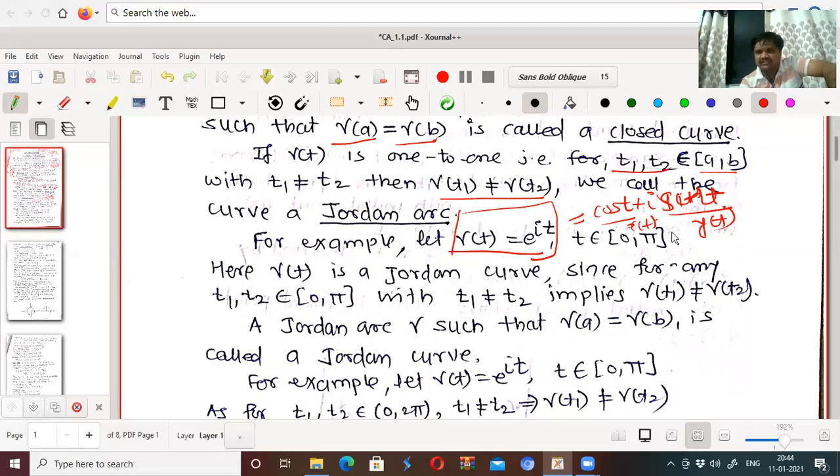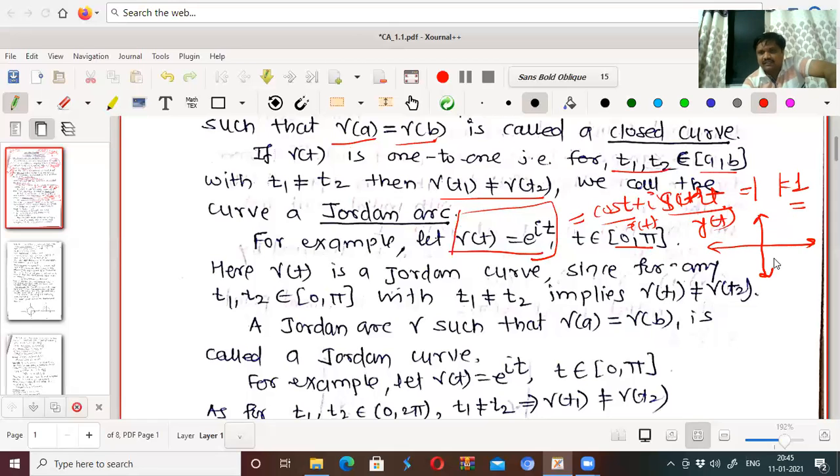Gamma of t is equal to x(t) plus i y(t), that is your e to the power it. We know that. What about cos t plus i sin t? If I take its magnitude, then what is it? Square root of cos square t plus sin square t, which is always equal to 1. So what does this represent? You know that such a thing represents a circle, part of a circle, the unit circle, and t belongs to, here, we have to take 0 to pi. Now t is a parameter which ranges from 0 to pi.